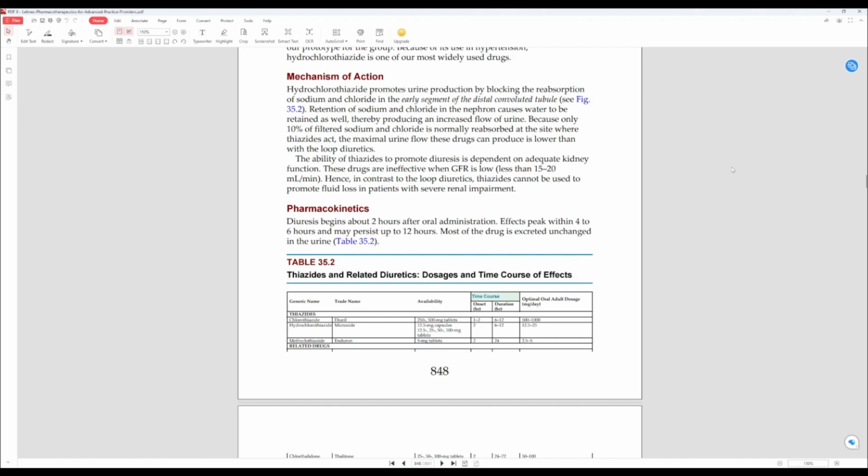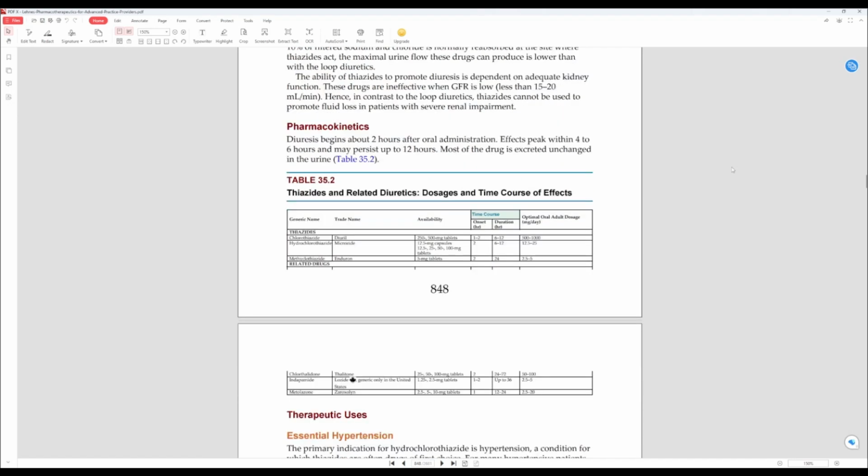The ability of thiazides to promote diuresis is dependent on adequate kidney function. These drugs are ineffective when you have a low GFR. Therefore, in contrast to a loop diuretic, thiazides cannot be used to promote fluid loss in patients who have severe renal failure or renal impairments.